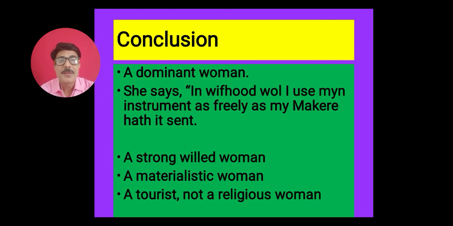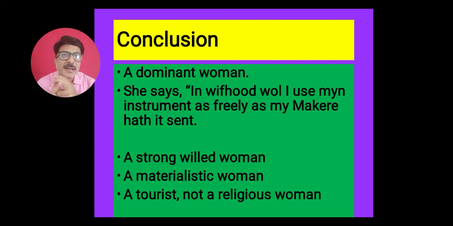That means she wants to say, in wifehood, meaning in my dealings with my husband, I will use all my liberty as God has gifted that to me. So she is a very liberal kind of woman. She is a woman who loves freedom, who loves independence, and who loves to empower her husbands. And that is why we can say that she is a very strong-willed woman.